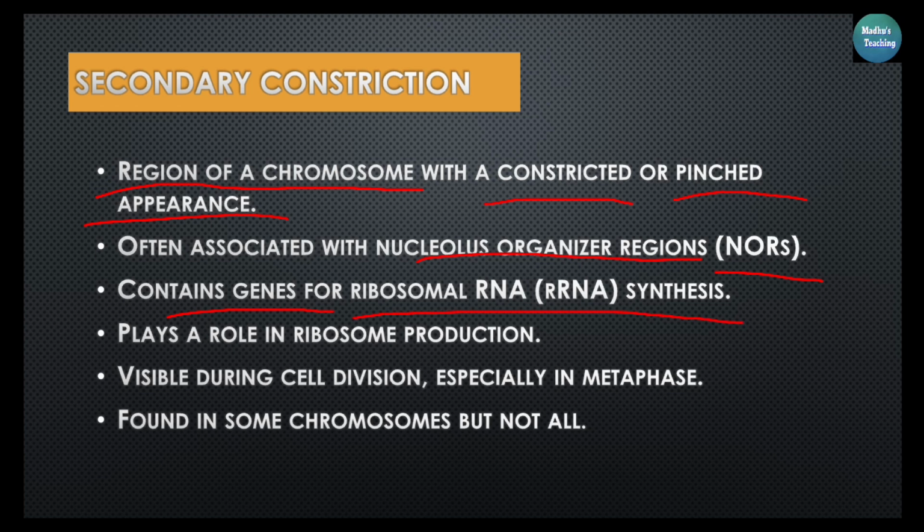And the secondary constriction plays a major role in ribosome production, and it is only visible during cell division, especially in the metaphase, and it is found in only some chromosomes but not in all chromosomes.